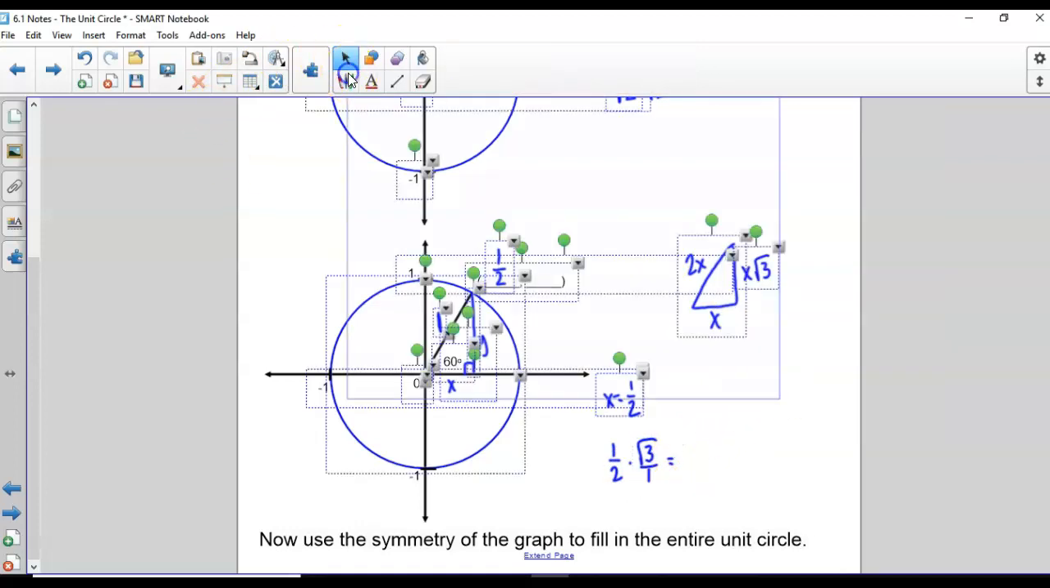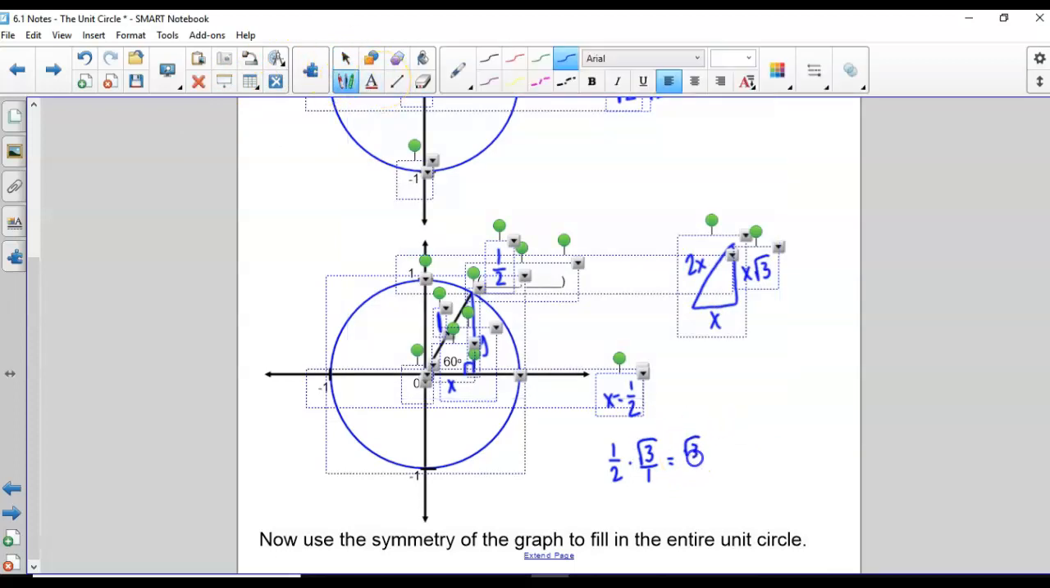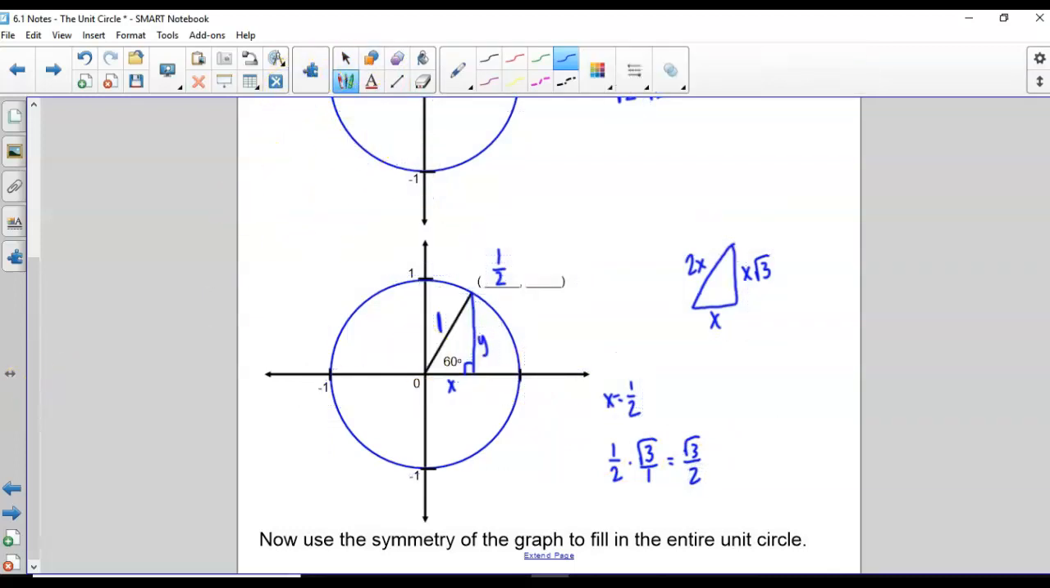Come on. What's it doing? Square root of 3 over 2. And I don't know what in the world this is doing. Okay.